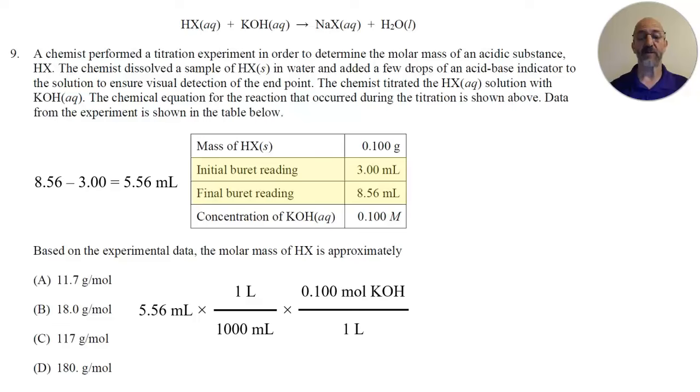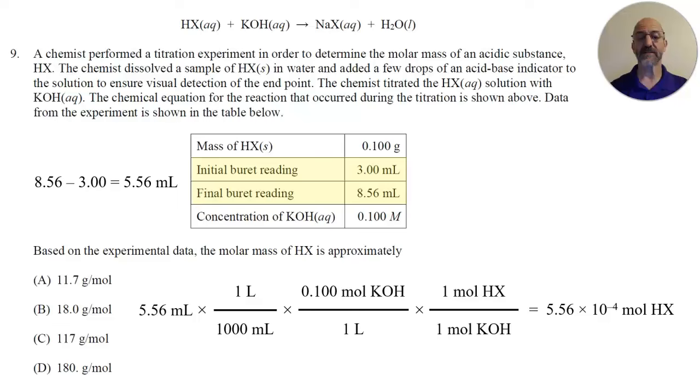Now, if I stopped right now, I would have moles of potassium hydroxide. But look at the information in the balanced equation. Again, another example of a 1-to-1 mole ratio. So there's 1 mole of HX for every 1 mole of KOH. So now if I stop and I do 5.56 divided by 1,000 and then times 0.1, what I'm going to get is a number on my calculator, which is moles of HX. So I will write that down. That's 5.56 times 10 to the negative 4 moles of HX.